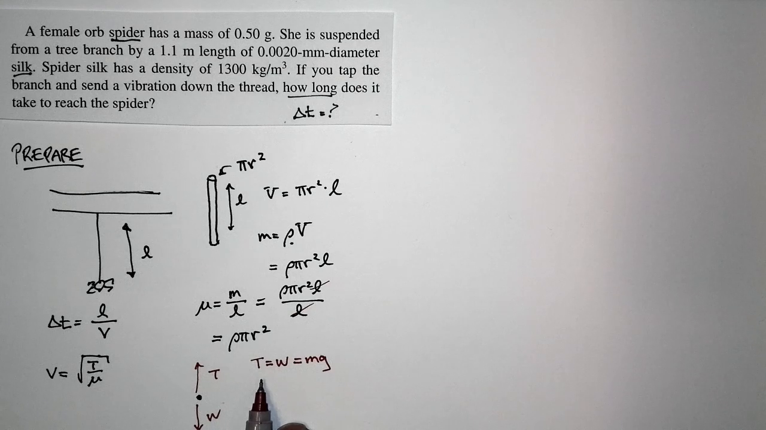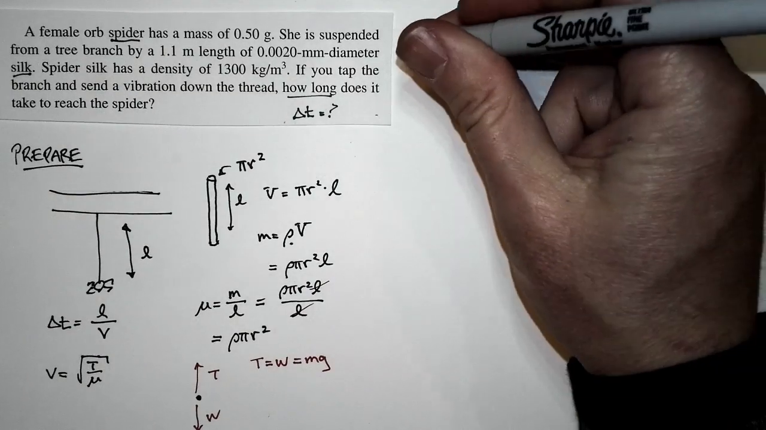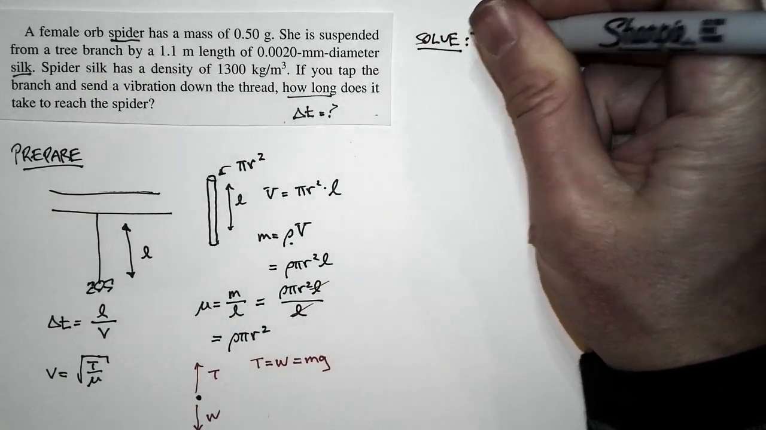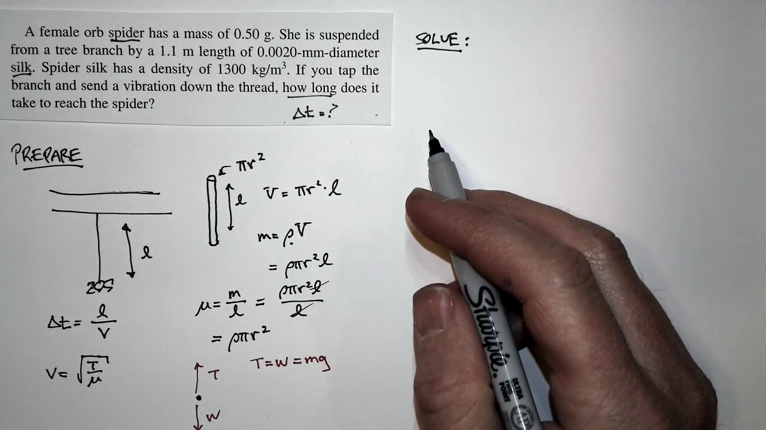So we know the tension, we can compute the mass per unit length, we can compute the speed, and if we know that, we can compute the time for the wave to travel. And so we're ready for a solution. But before we do a calculation, let's think about what our answer is likely to look like.